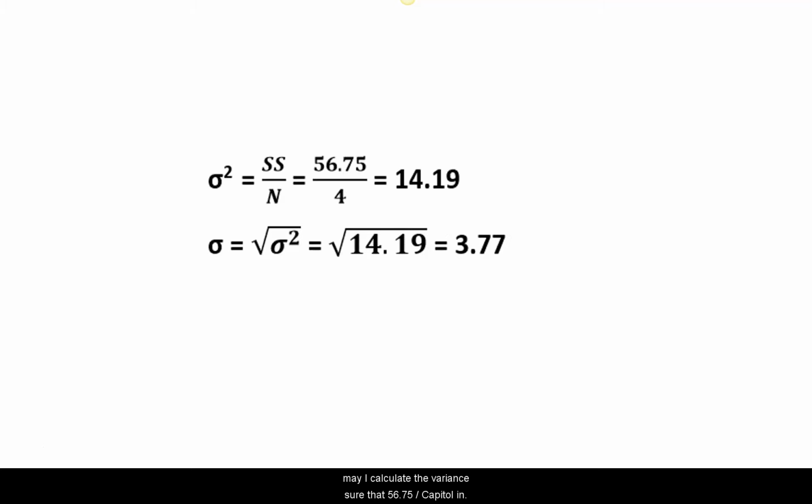Then, may I calculate the variance? Sure. That 56.75 divided by capital N is 14.19. And then for the standard deviation, just lowercase sigma, is the square root of that 14.19, and I get 3.77. So in isolation, that doesn't mean a tremendous amount to us now, but we'll certainly begin to visit what that standard deviation means in more detail here shortly.